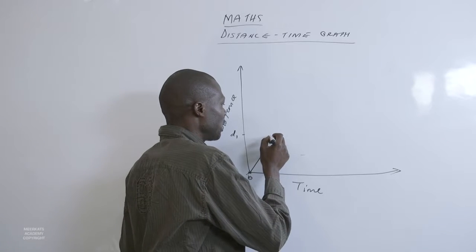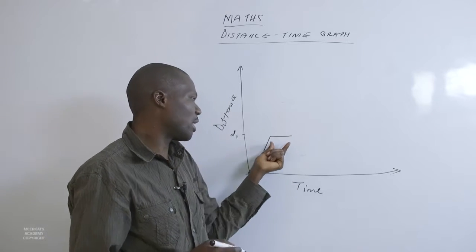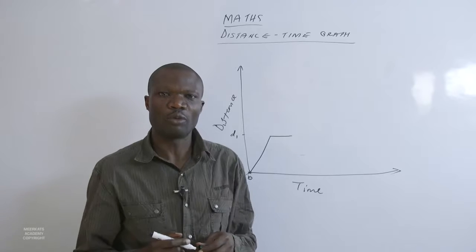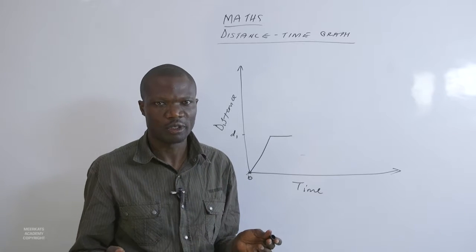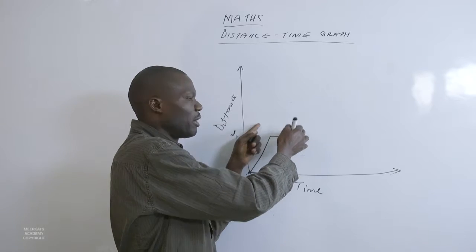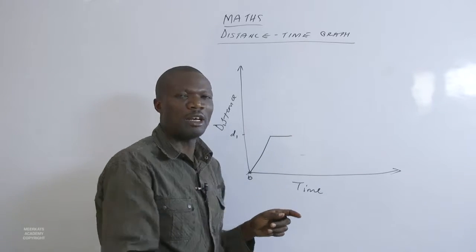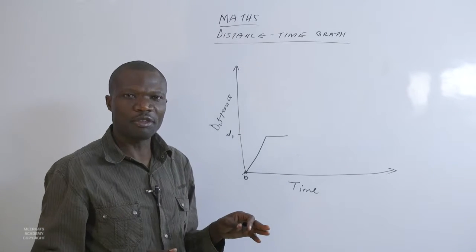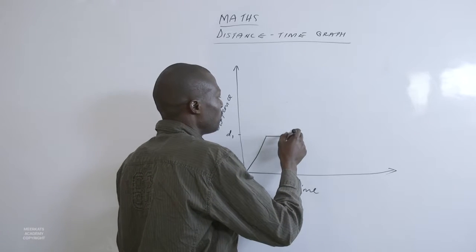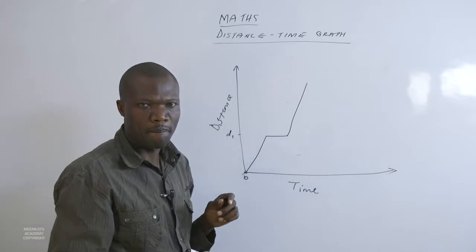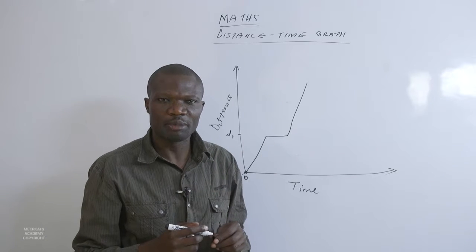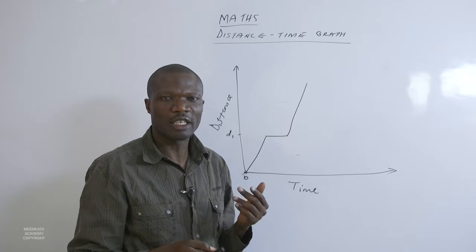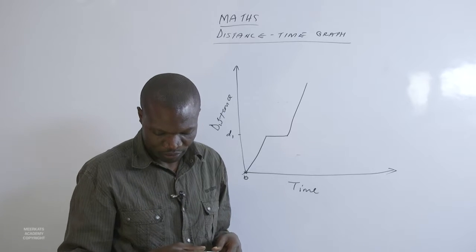If you choose to rest here, maybe you are attending to something, the graph will be horizontal. You talk of a horizontal graph when you are either resting or you've stopped. You see, you are covering no distance, but time is elapsing. So you can reach there, then after your errands, you choose to continue with your journey again. When the line is moving and it is straight, and it has a certain gradient, then it's telling us that a constant speed is being maintained.